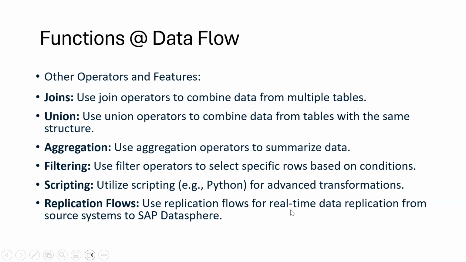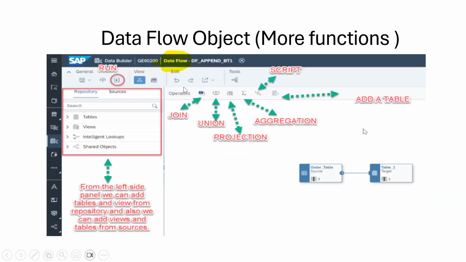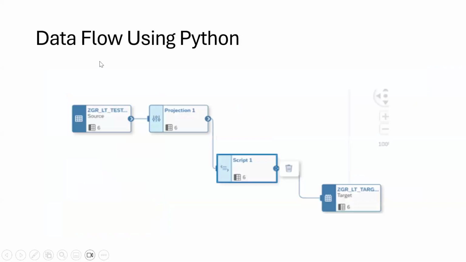With the replication flows, you can replicate the tables, and that is the power of the data flow. See, for example, here, the heading data flow object. You do join, you do union, you do projection, aggregation. You can add a table at flow level, and you can write your own script here, Python script. See here, table 1 projected script, you applied some scripting, you applied some logic, and finally I keep it into my target table. Data flow using Python. Python is a scripting language.